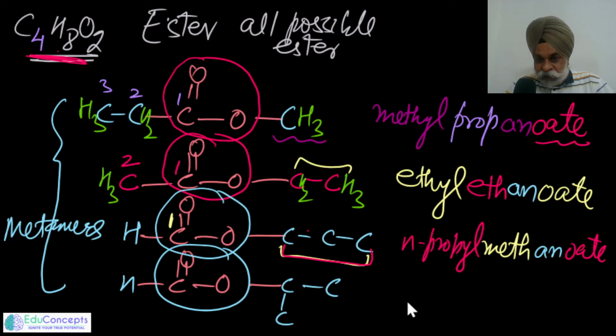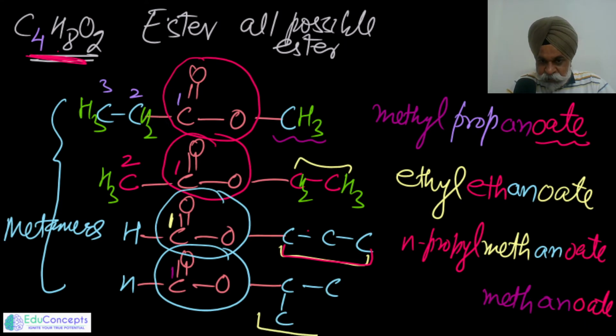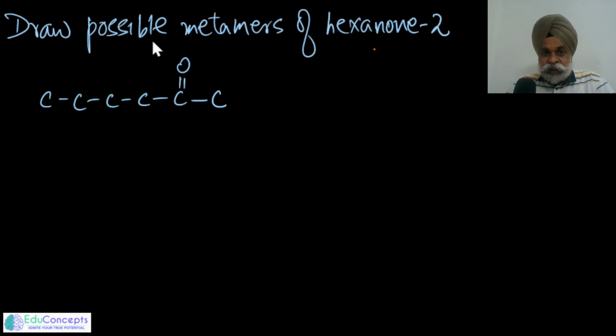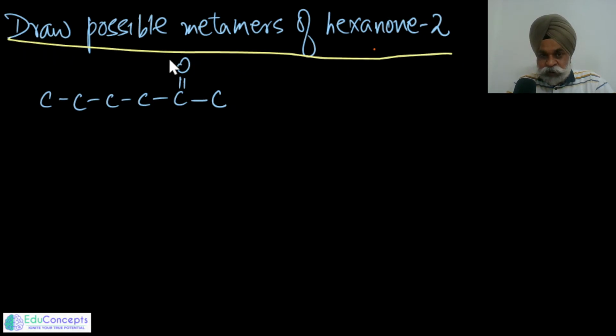And similarly, if I go for the last one, again it is meth, 1 carbon, ane, and you have oate, and on this side you are left with this part, which is isopropyl. So isopropyl methanoate. So these would be classified as metamers to each other. Similarly, if I were to say draw all possible metamers for hexanone 2, so this is a ketone.